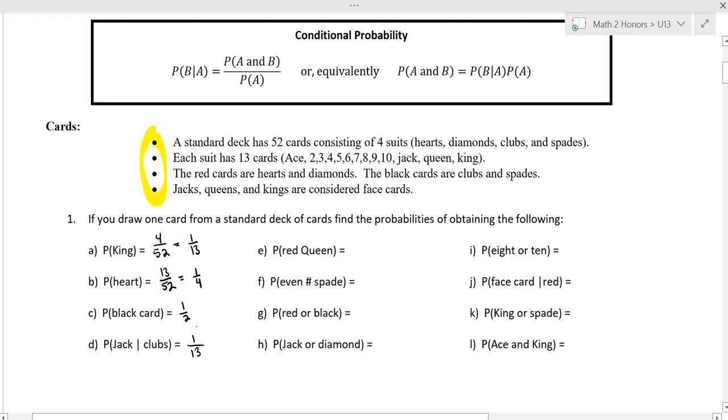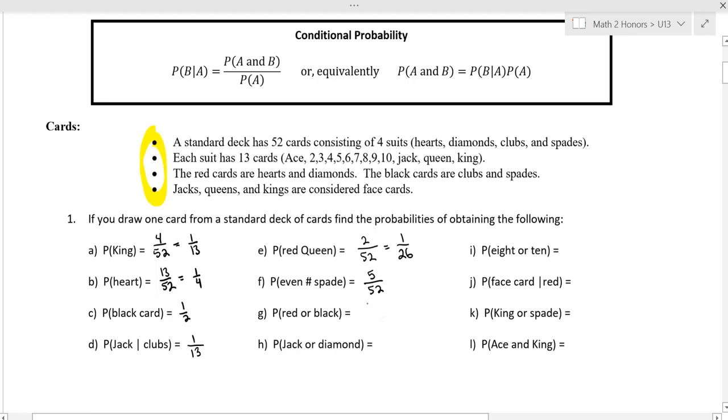E, probability of getting a red queen. Well, out of 52 cards, how many red queens are there? There are 2, the queen of diamonds and the queen of hearts. So reduce that, you get 1 out of 26. Probability of getting an even numbered spade. So out of your 52 cards, it's got to be an even numbered spade. So 2 of spades, 4, 6, 8, or 10 of spades. So there's only 5 even numbered spades.